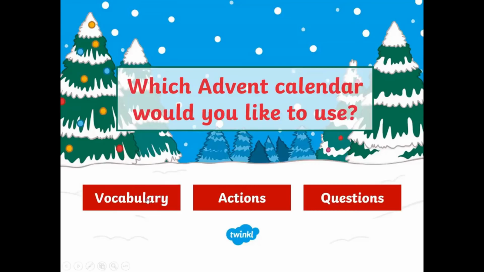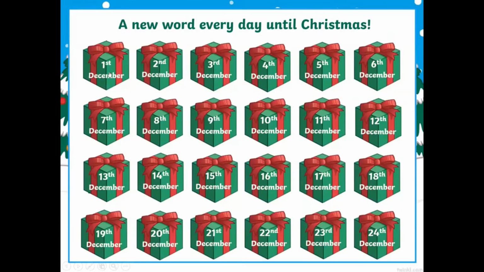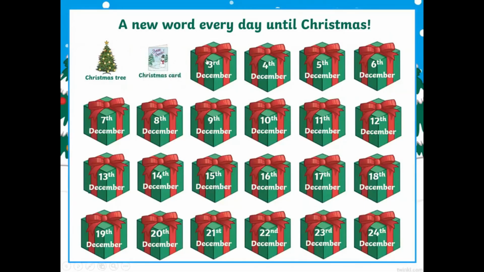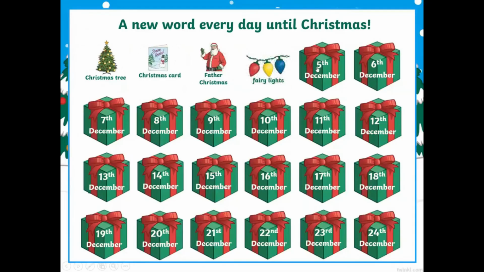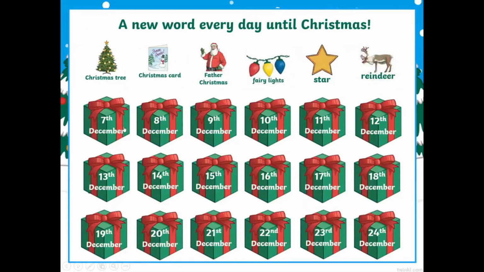You go here to vocabulary and you can see December 1st, Christmas tree. The students practice learning about a Christmas tree, Christmas card, and so on. Every day, open up a new one. Get the students to say the words or use it in a sentence. Remember, repetition is key. The more students repeat these words, the better they will remember them and also use them in context.